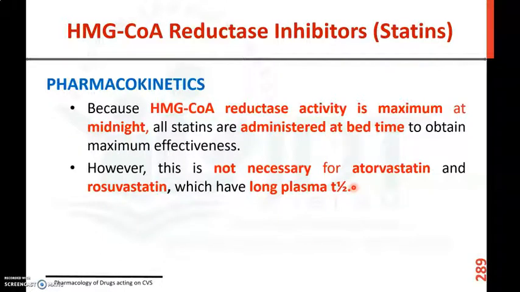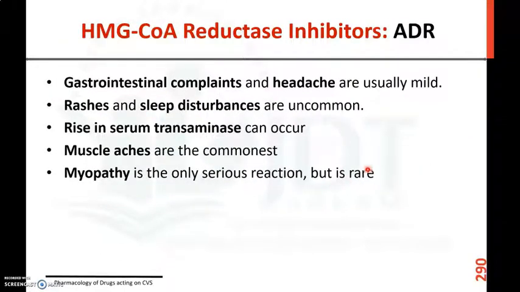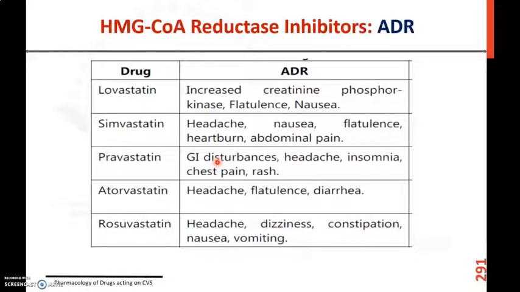It is not necessary for atorvastatin and rosuvastatin because of their prolonged plasma half-life. Now coming to the adverse drug reactions, the important adverse drug reactions of HMG-CoA reductase inhibitors are gastrointestinal complaints, headache, rashes and sleep disturbances, rise in serum transaminase, muscle ache and myopathy. Some statins like lovastatin may cause increased creatine phosphokinase, flatulence and nausea.